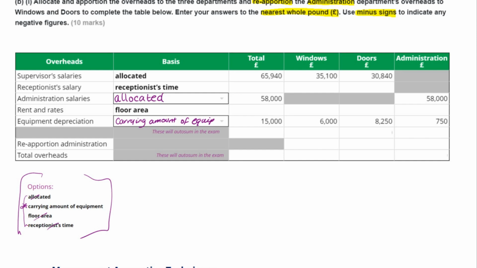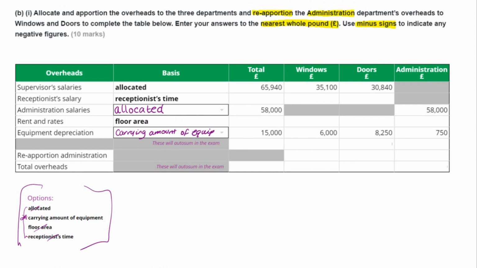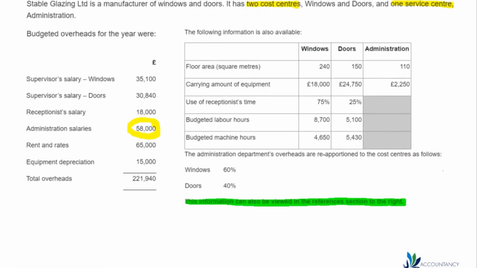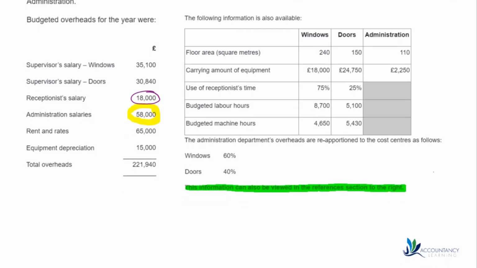Now let's start to fill in the rest of the question. So we need to look at the receptionist's time and their salary, and we are going to allocate that on receptionist time. So in the question, we have the receptionist salary at 18,000. And in our additional information, we've got 75% of the receptionist time goes to windows and 25% goes to doors.